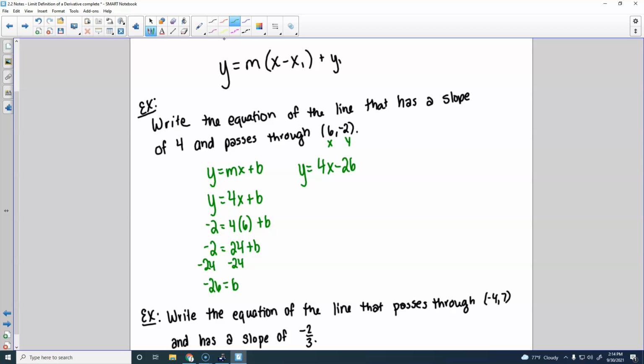So point slope form is, in point slope form, it is y equals m times x minus x1 plus y1. M right here, as always, is your slope. And then x1, y1 is a point on the graph.